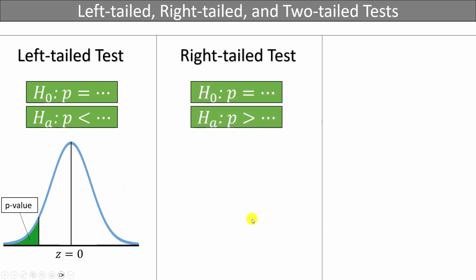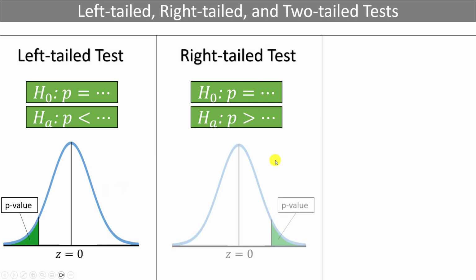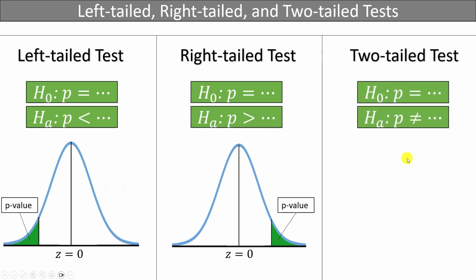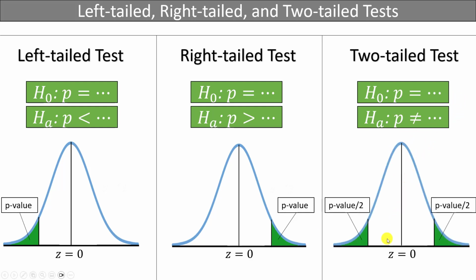We could also have a right tail test if you believe the value of the population proportion was greater than the value stated in the null hypothesis. In that case, you would be finding a probability or p-value in the right tail of the distribution. The third case is the two-tailed test, where you believe the value of the population proportion somehow differs from the value stated in the null hypothesis. In that case, you will be finding a p-value that is the combined value of the probability in each of the two tails of the distribution. In practice, you typically find one of those probabilities and multiply it by 2.